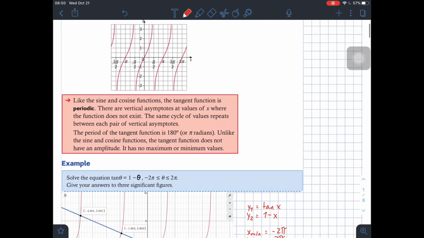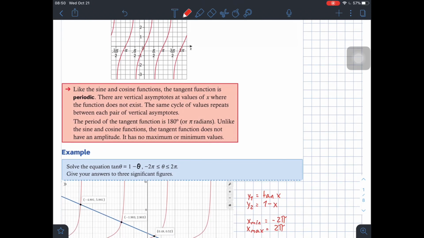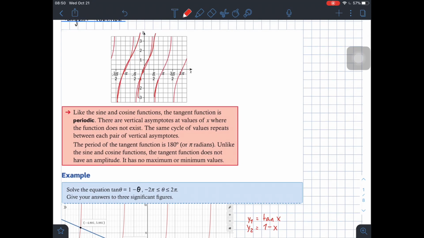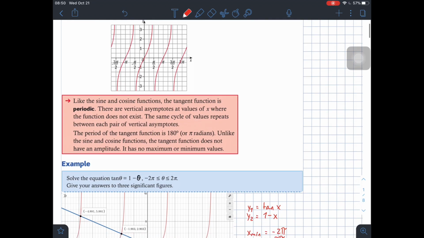So let's read the characteristics. It says, like the sine and cosine functions, the tangent function is periodic. It repeats. You see that it has waves that repeat through time, right? There are vertical asymptotes at values of x where the function does not exist. You see that, for example, this line is a vertical asymptote. It's a line that the function never touches, or maybe this one over here. So you have infinite vertical asymptotes throughout the domain.